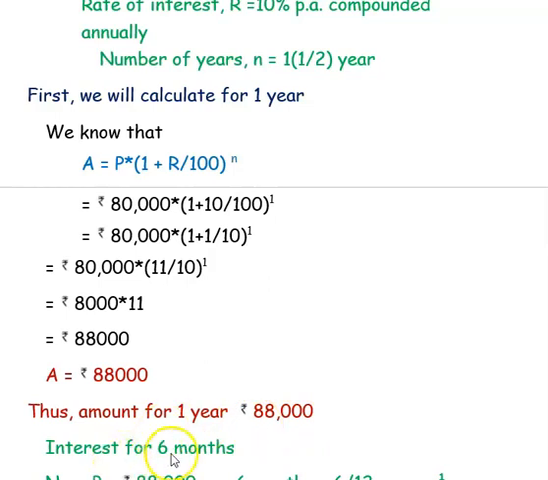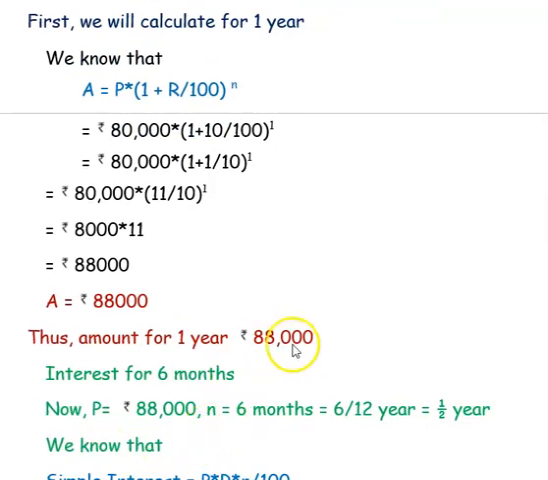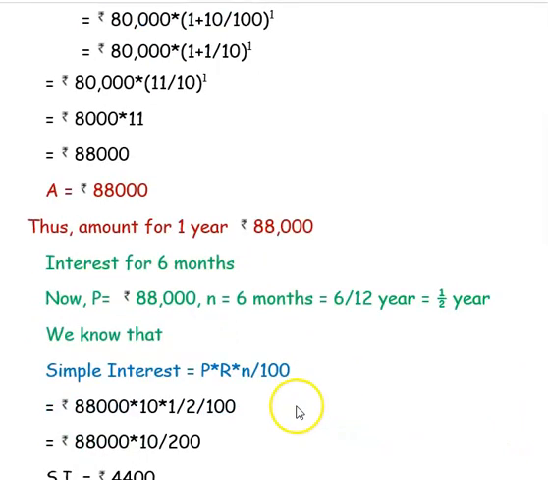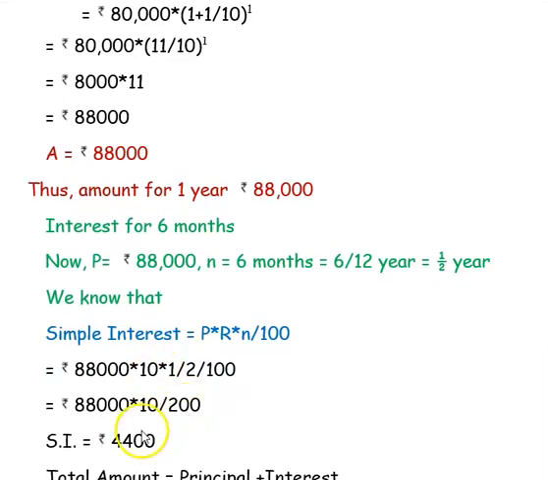Now we will calculate the interest for 6 months. At the end of the 1 year, this amount will become the principal to calculate the interest. So the new principal is 88,000 and we want to calculate it for only 6 months, that is 6 by 12 year, which is half year. Now we will do it using the simple interest formula. We know that simple interest is P into R into N divided by 100. So 88,000 into 10 into half divided by 100. This 10 is the rate of interest and half is the number of years. If you simplify, you will get the interest as 4,400.